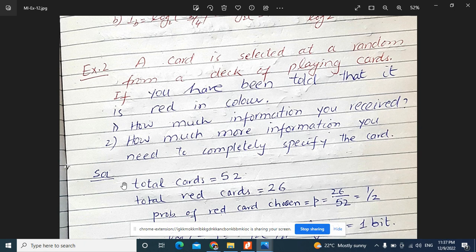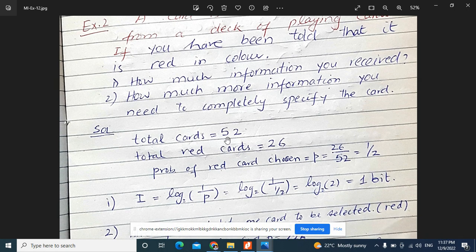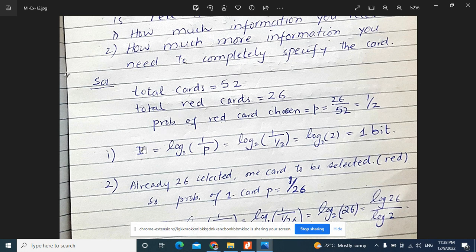We already know that a playing card deck contains a total of 52 cards and we have two colors, one is black, the other is red. The total number of red cards is 26. So the probability of a red card being chosen will be equal to 26 divided by the total of 52 cards, so it will be equal to 1 by 2, because they are equally likely cards. We can easily calculate how much information you received using this probability of the red card.